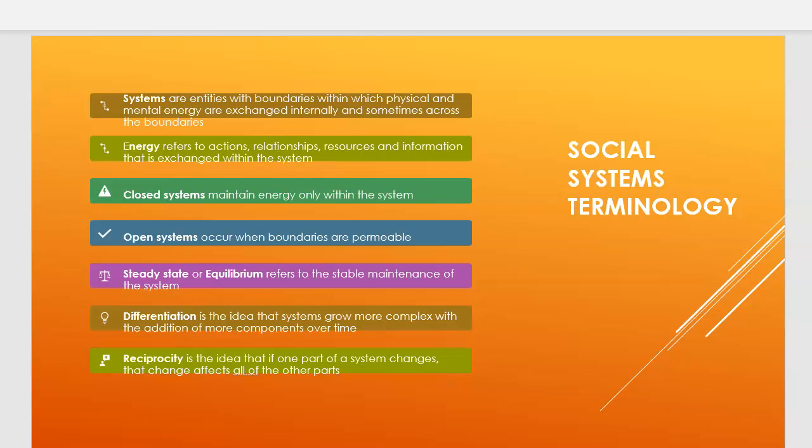The second term is energy, which refers to actions, relationships, resources, and information that is exchanged within the system.